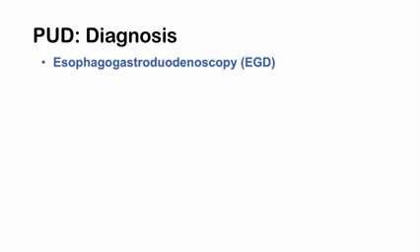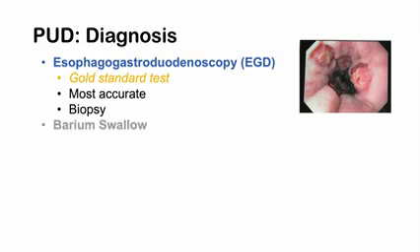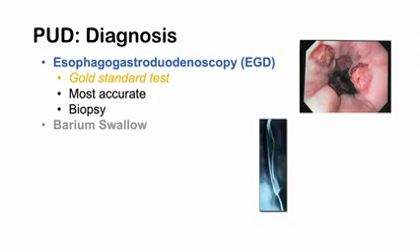So how is peptic ulcer disease diagnosed? By far the most important method of diagnosing peptic ulcer disease is by EGD, or esophagogastroduodenoscopy. This is the gold standard test, and it's the most accurate. So you put a scope down, and you can actually see the ulcers in the esophagus, in the stomach, or in the duodenum. And then you can also take a biopsy and look at the tissue. Barium swallow can also be used, especially when EGD is not indicated or is contraindicated.